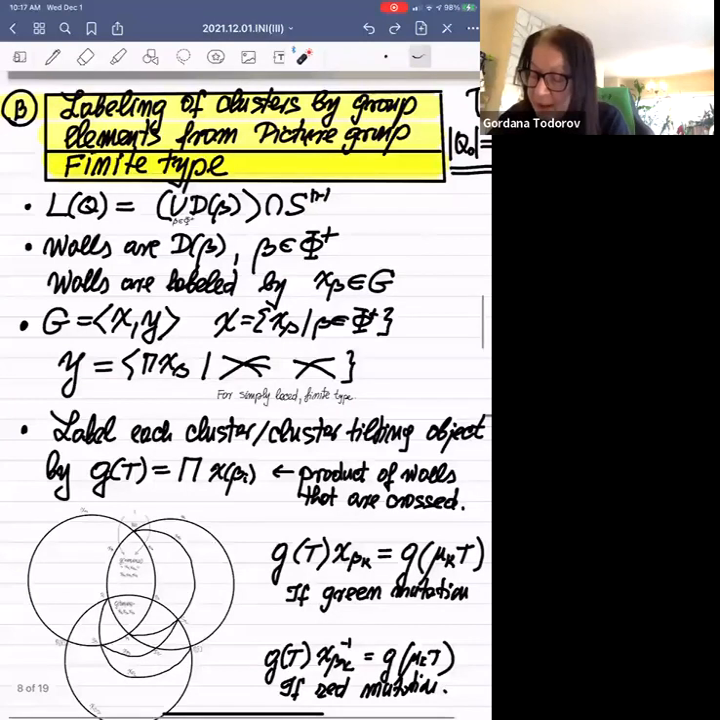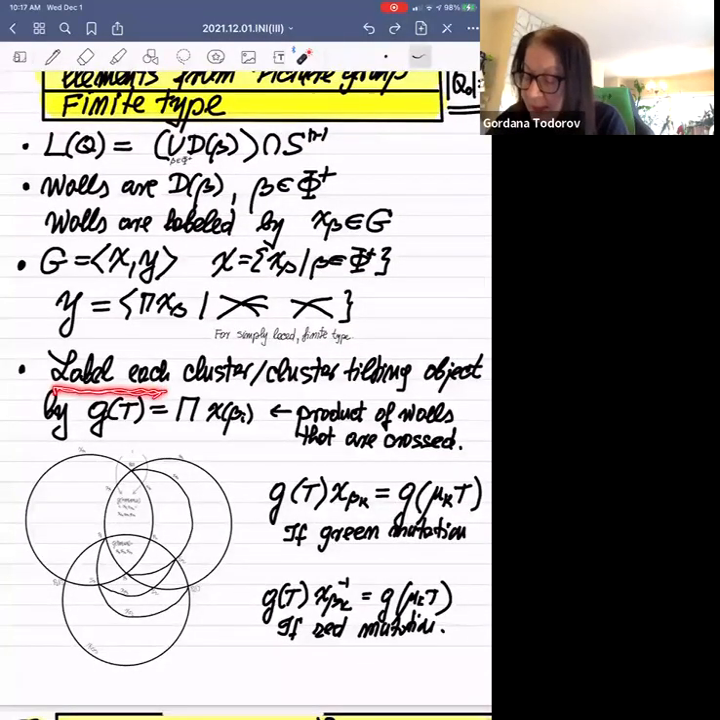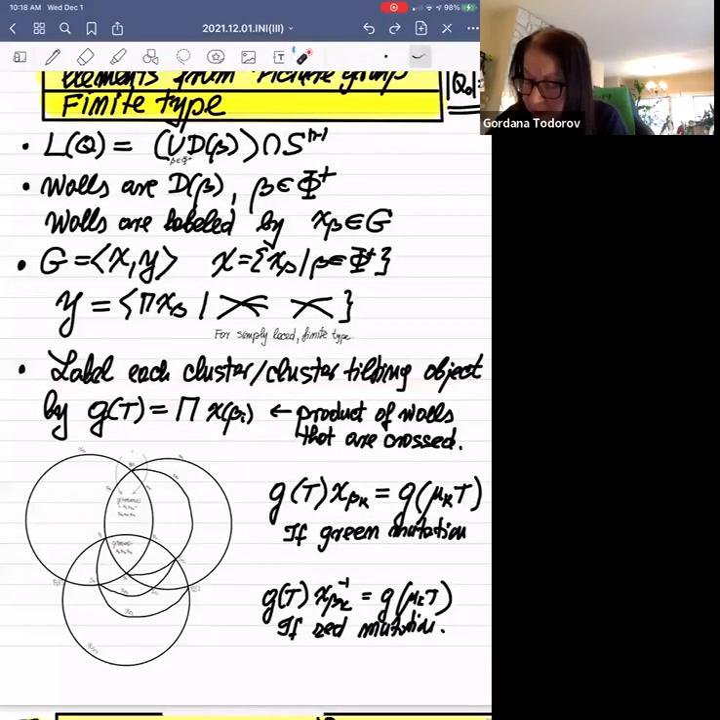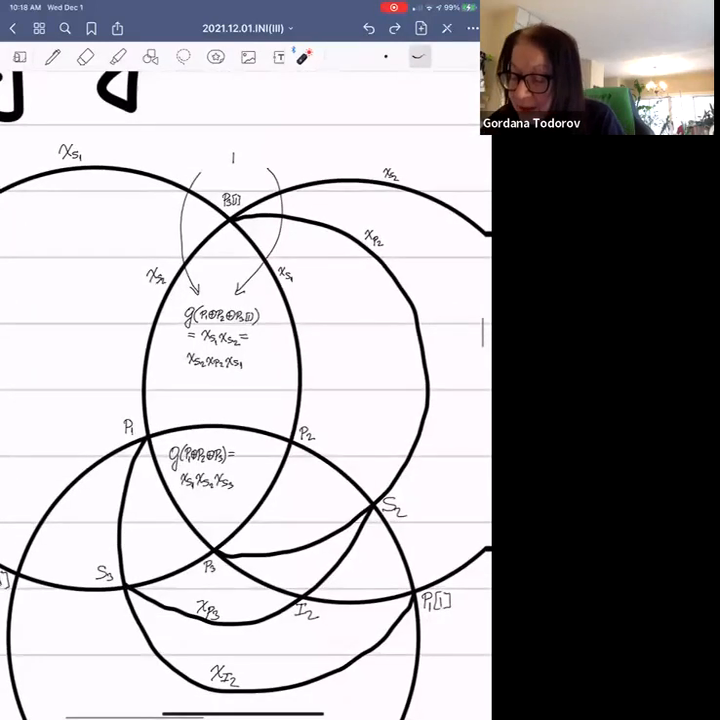Now here's the part that I want to say. We want to label each cluster or cluster tilting object, that means each triangle here, by an element of the group, which we call G_T. The natural thing is to take the product of the walls that one has to cross in order to come to that. So here's the example. I'm taking the outside cluster, which is the initial cluster or initial cluster tilting object, the shifted projectives. We take this to be the identity. Then to come to any of the clusters, you go through the walls.